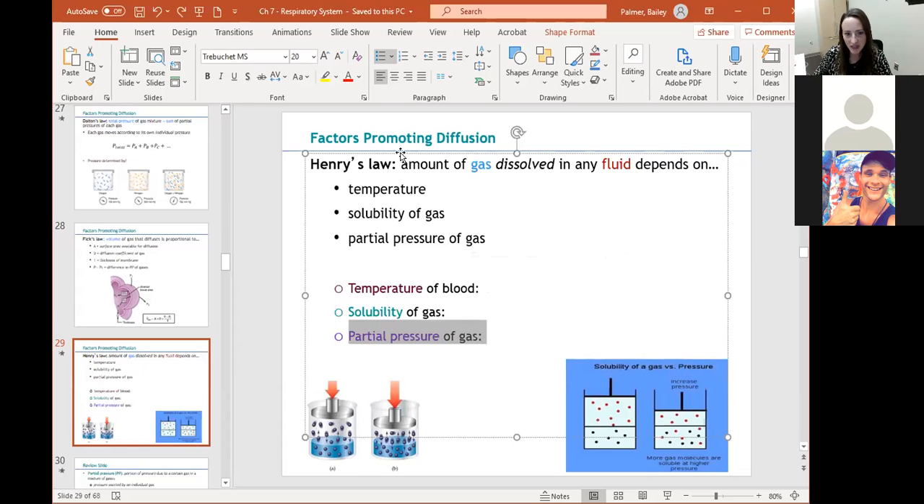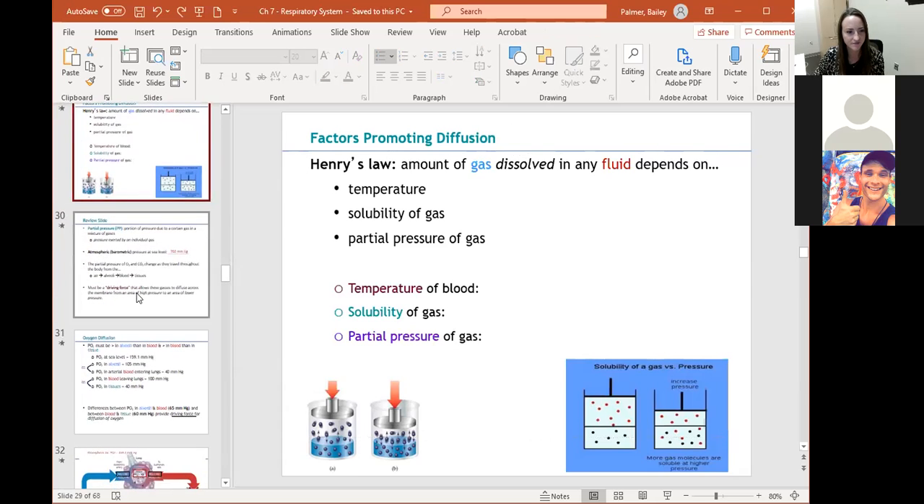What you have to know is mainly just the statement right here: how much gas can diffuse into the fluid, which is blood, and then these 3 variables. You don't really have to know what happens to them, but just so you do know, since temperature and solubility stay relatively constant, the partial pressure of the gas is what determines how much gas dissolves into a fluid. And we're about to get into partial pressures and that diffusion rate.